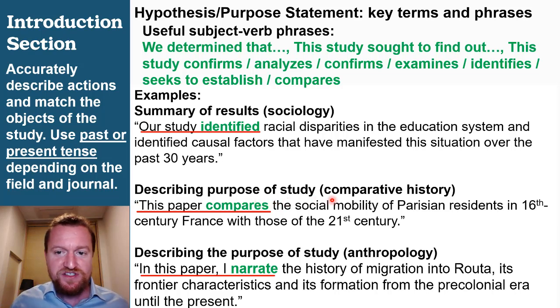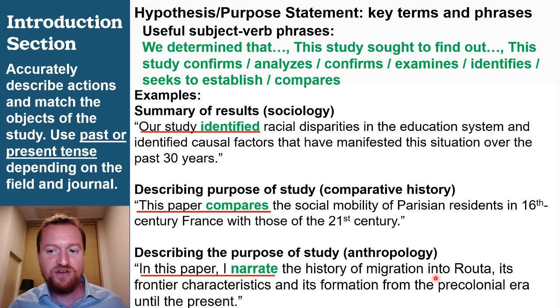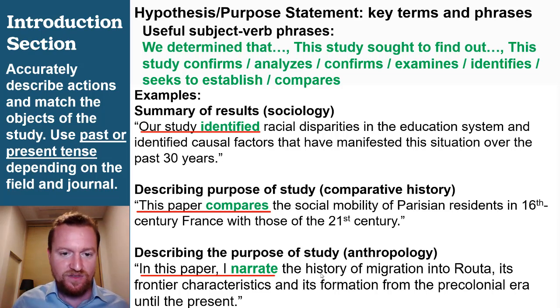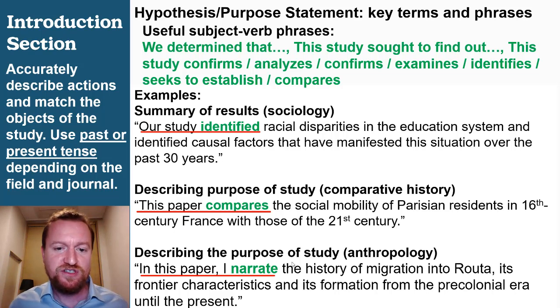For describing the purpose in a comparative history paper: this paper compares the social mobility. Describing the purpose of the study in an anthropology paper: in this paper, I narrate the history of migration. So this is what's known as a direct thesis. You have the subject, I narrate. I am doing this. Actually, these are all direct, right? Because the paper is doing this. Our study is doing this. In humanities papers, as we'll see, maybe on the next slide, there's a couple ways to introduce the purpose.